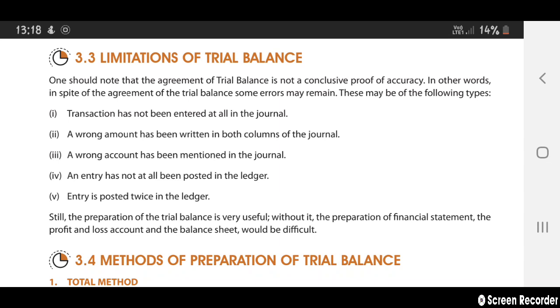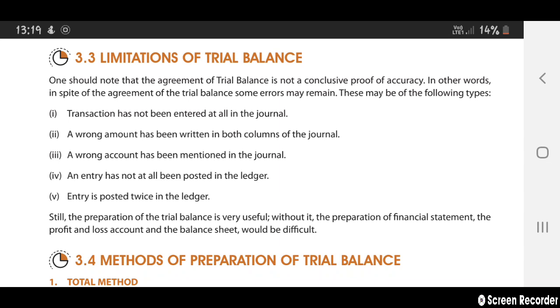A transaction has not been entered at all in the journal. So you may not have entered the transaction at all in your journal. This error may have happened. Or a wrong amount has been written in both columns of the journal. In both columns of your journal, you may sometimes have entered a wrong amount. Or a wrong account has been mentioned in the journal. If you should have mentioned the bank account, you may have mistakenly mentioned the sales account. Okay.